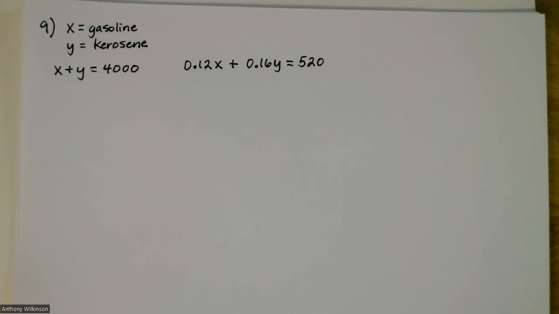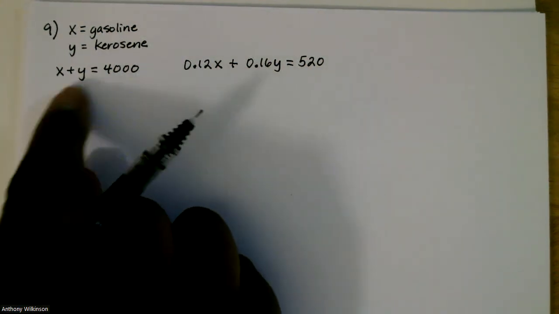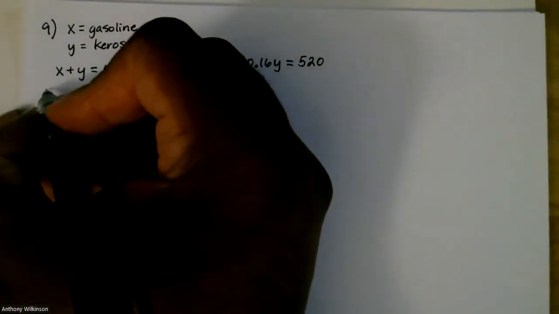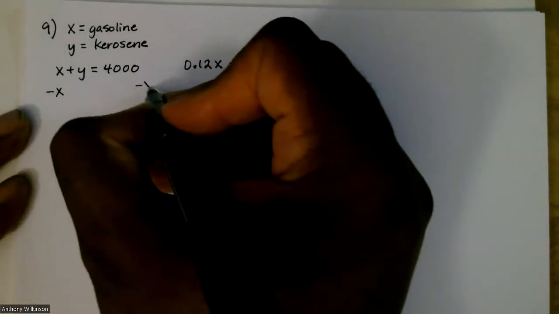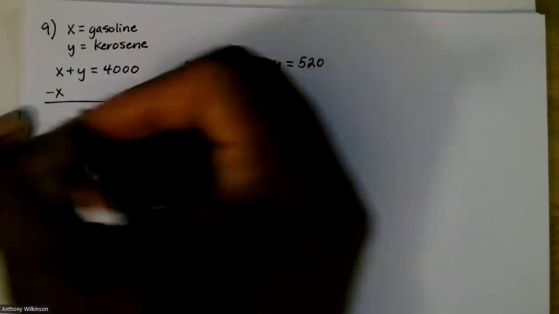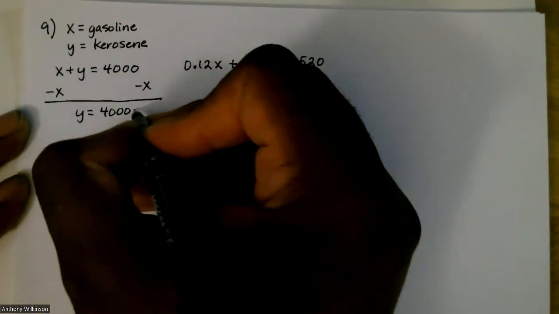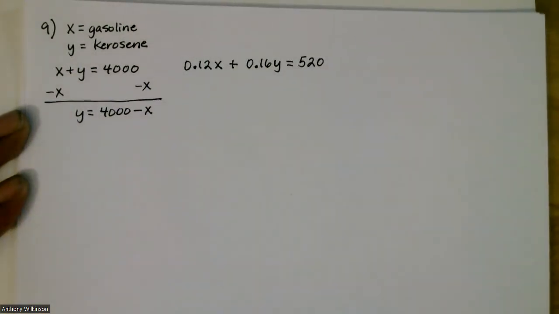So we want to find out how many gallons of each fuel did the owner load if the profit was $520. All right, one method I can use is the substitution method. What I can do here is solve this equation for Y. I'm going to get Y by itself by moving the X over to the other side. So if I subtract X on both sides, here's what I'm going to have. Y is equal to 4,000 minus X.